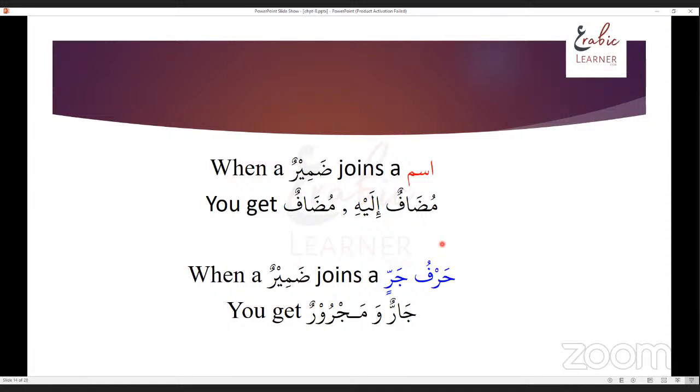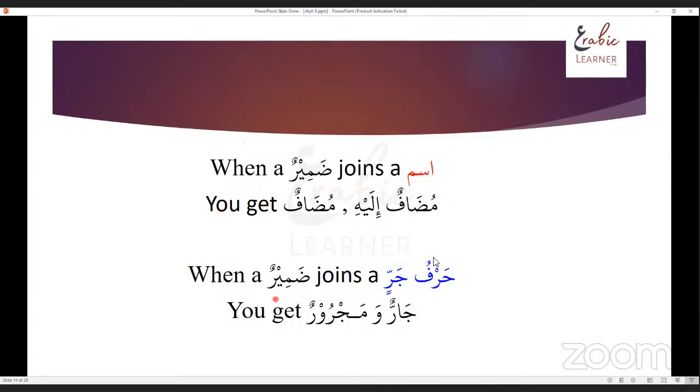It goes into rafa, while muttasil goes into nasab and jar. So muttasil can be mansoob or majroor, but munfasil is always marfu.